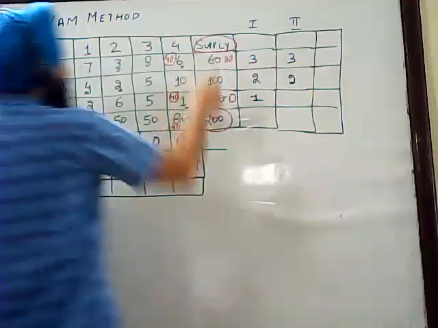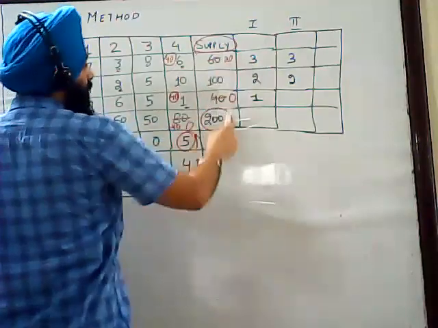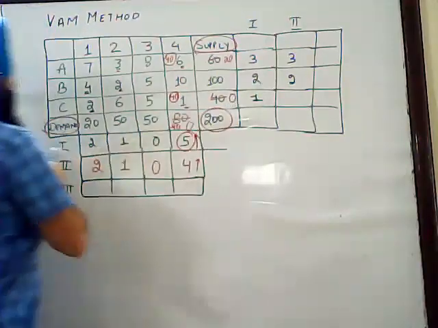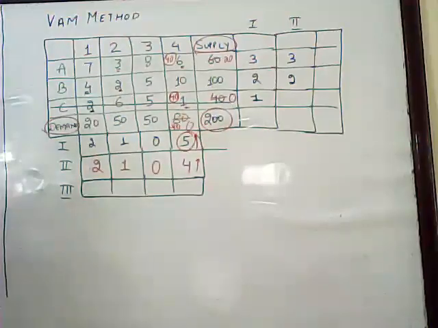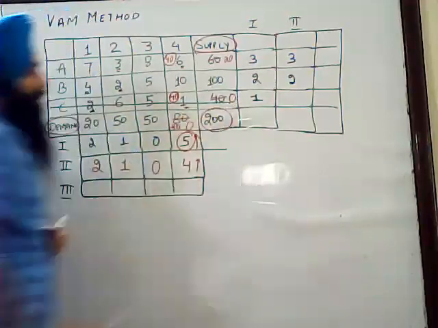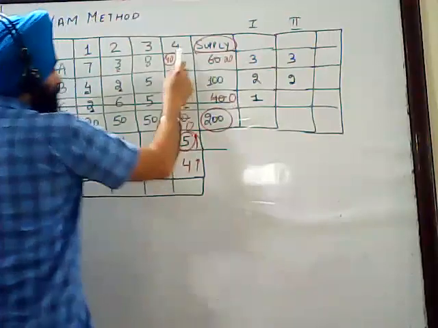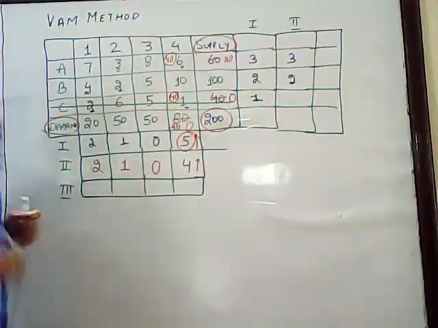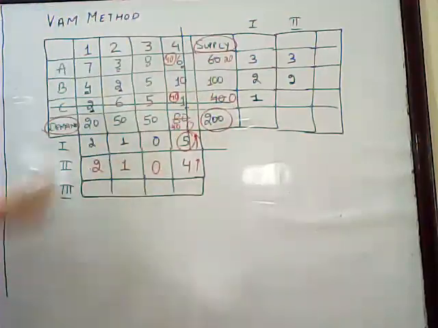First of all, the supply for this row is 0, so we will cancel this row as it is already allocated. Similarly, the demand for this column is 0 as it is already allocated, so we will cancel this also. Okay, so this is our remaining area.